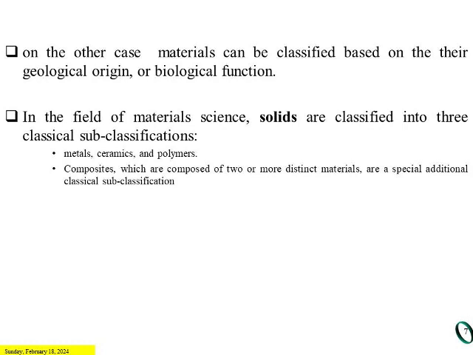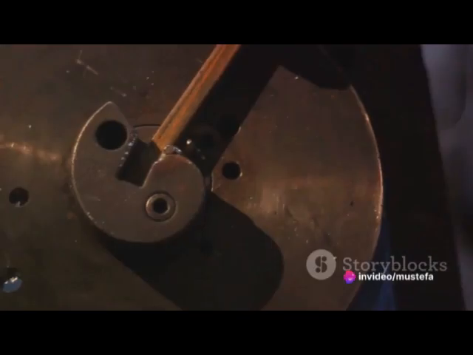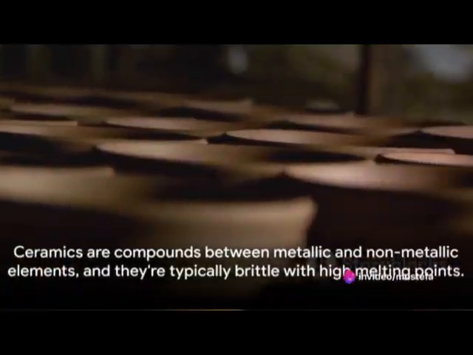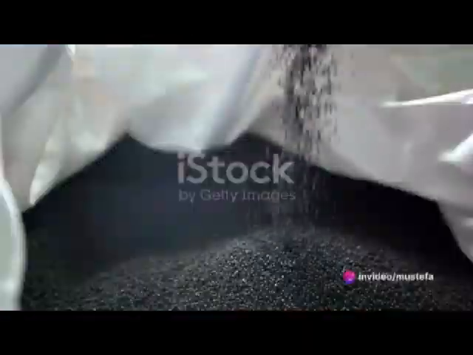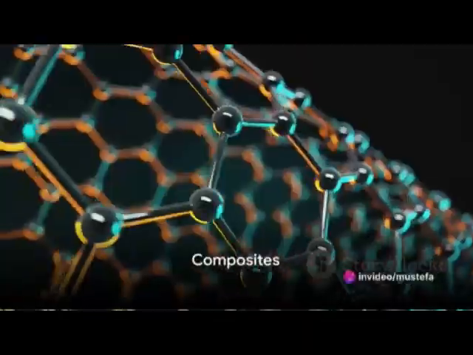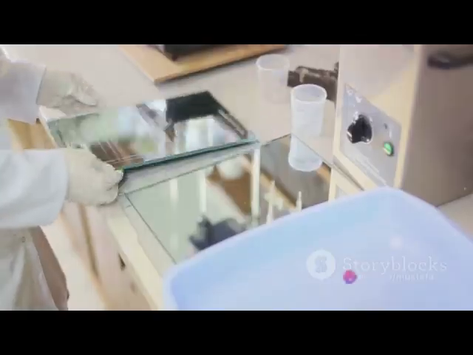We said in the previous slide, materials can be classified based on the phase into solid, liquid, and gases. Now, let us see the sub-classification of the solid. In the field of material science, solids are classified into three classical sub-classifications. Those are metals, ceramics, and polymers. Composites, which are composed of two or more distinct materials, are a special additional sub-classification.